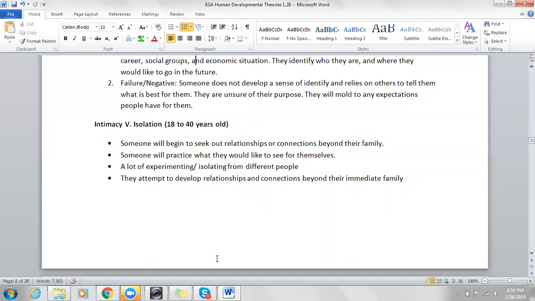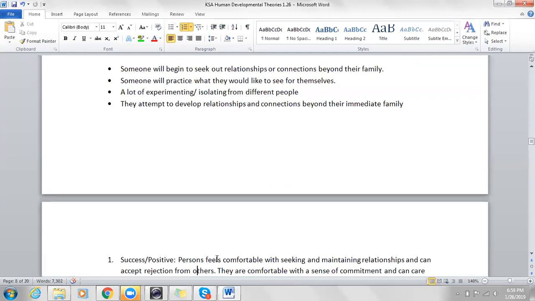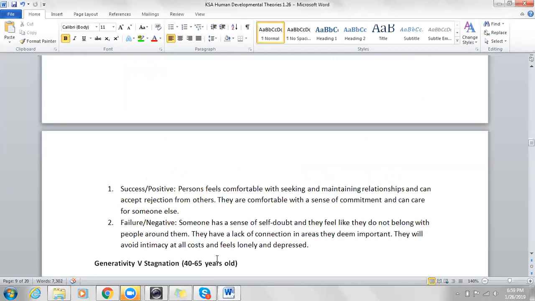And they may be like, oh, I don't like that. Oh, I like this, or I don't like that. So there's a lot of experimenting, or on the other side, isolating from people since they feel incompetent or less than other people. They tend to attempt to develop relationships and connections with people beyond their immediate family. However, it could lead to them becoming more codependent on their family, depending on the sense of connection they feel with other people. So, what does success look like here?